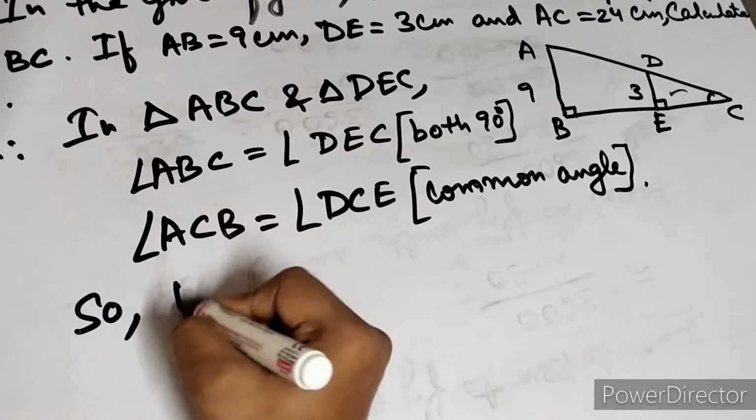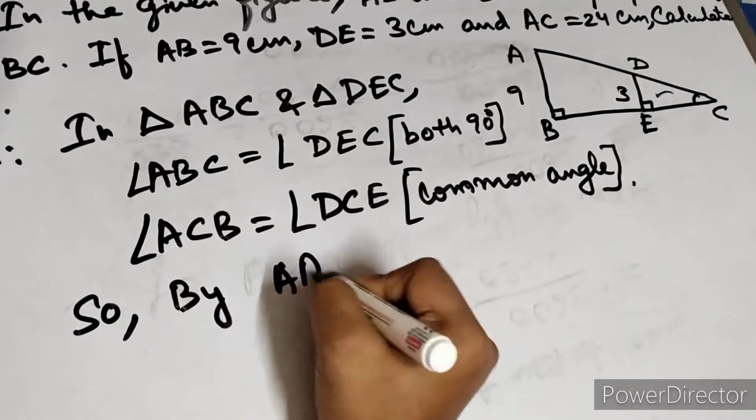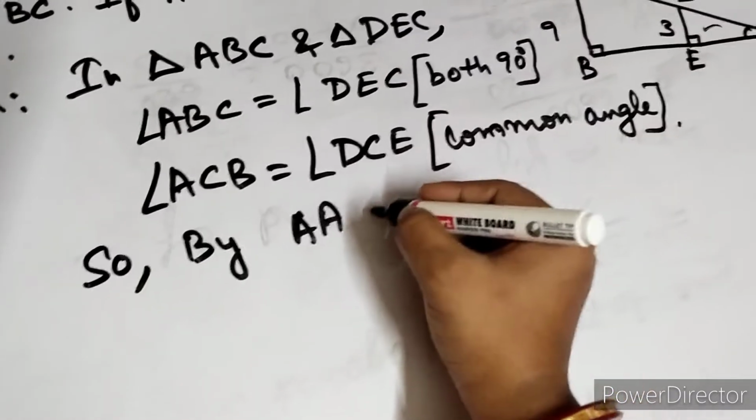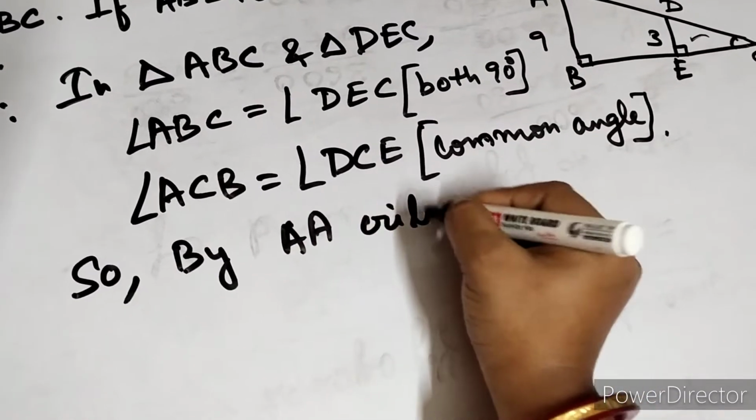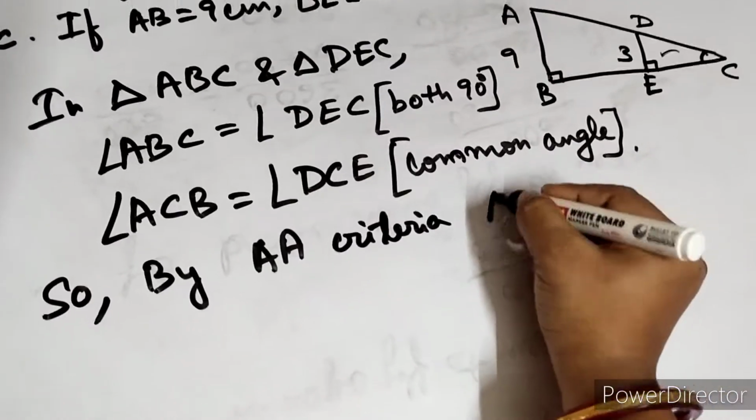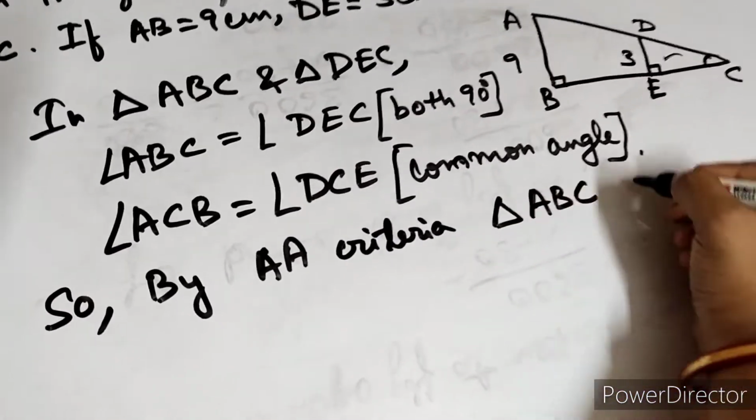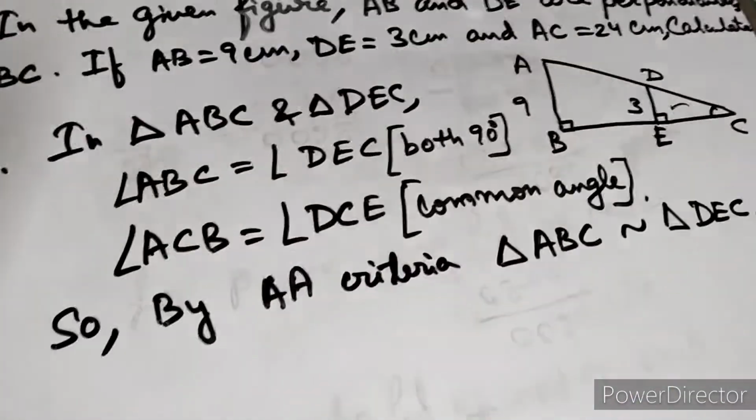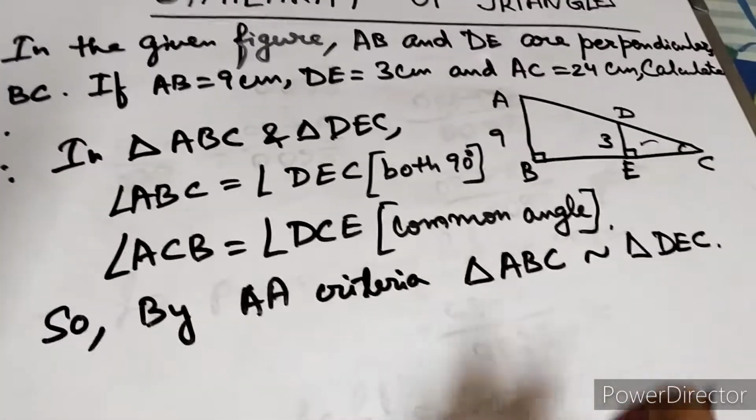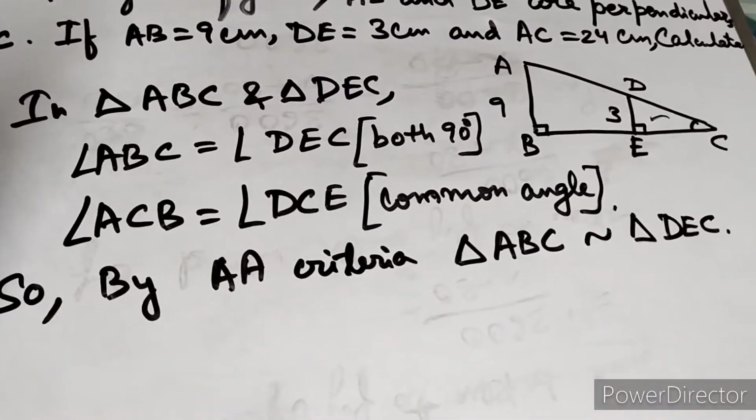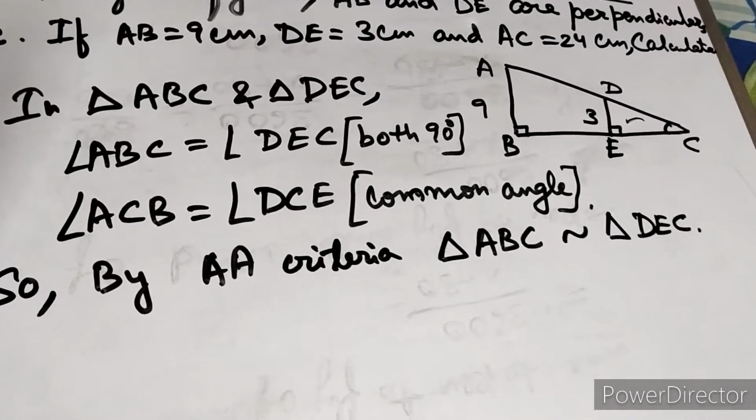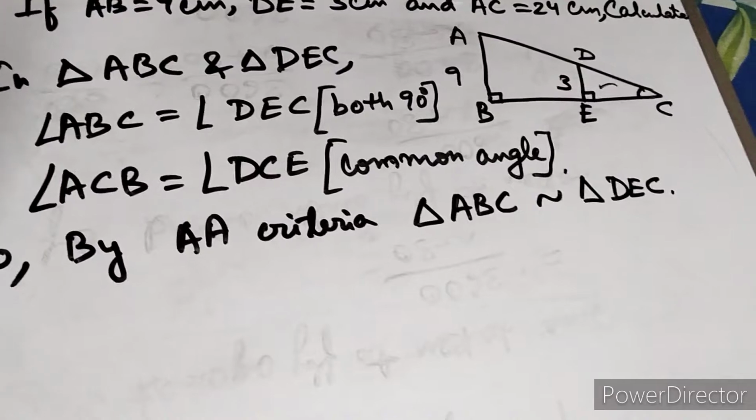So by angle criteria, triangle ABC is similar to triangle DEC. Okay, triangle ABC is similar to triangle DEC. So as they are similar, now we have to see the sides, we have to make the sides proportionate.